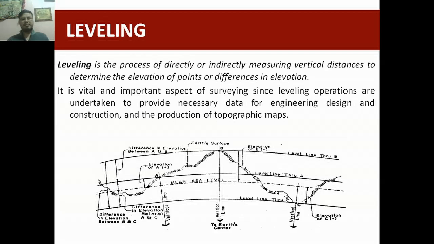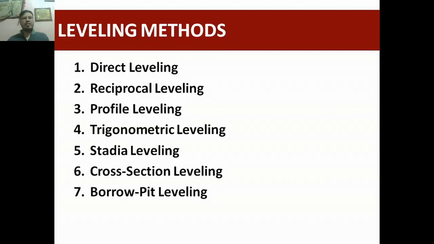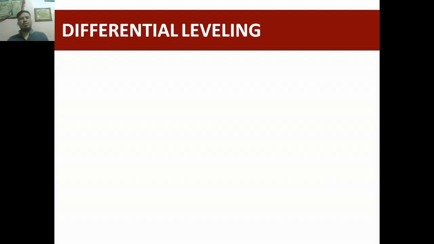Next, here are the different leveling methods. We have direct leveling, reciprocal leveling, and each of these methods is described or defined in your notes. We have profile leveling, trigonometric leveling, stadia leveling, cross-section leveling, and borrow pit leveling. Now among the 7 leveling methods, what we will tackle are direct leveling, profile leveling, and stadia leveling. So we'll come to differential leveling.